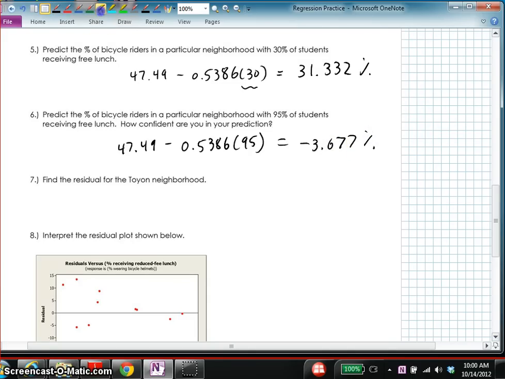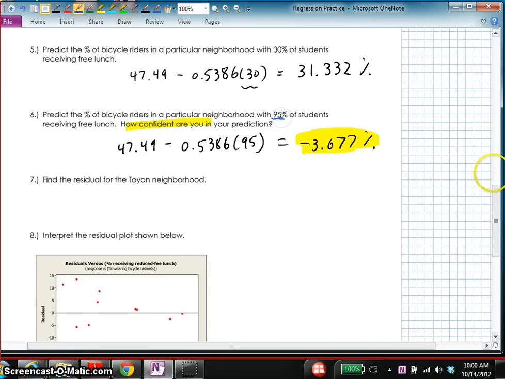So how confident are we in our prediction here? Well, no way. It's impossible to get a negative percentage of people wearing helmets. I don't know what that means. I don't know if that means that we have to take helmets off people in other neighborhoods or whatever, but this is impossible. Okay, so here's some new terms.